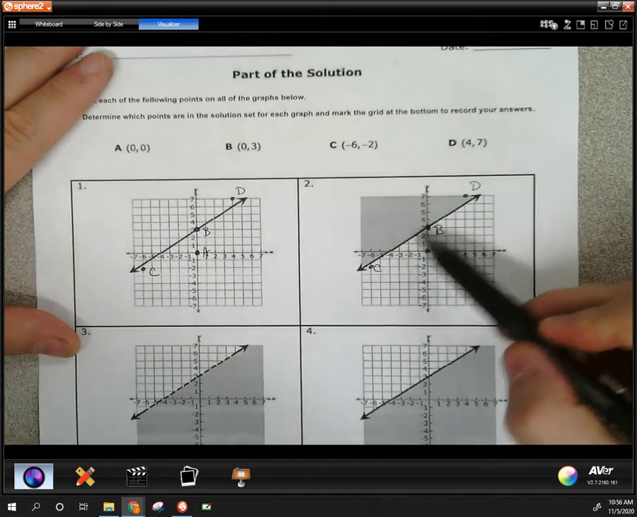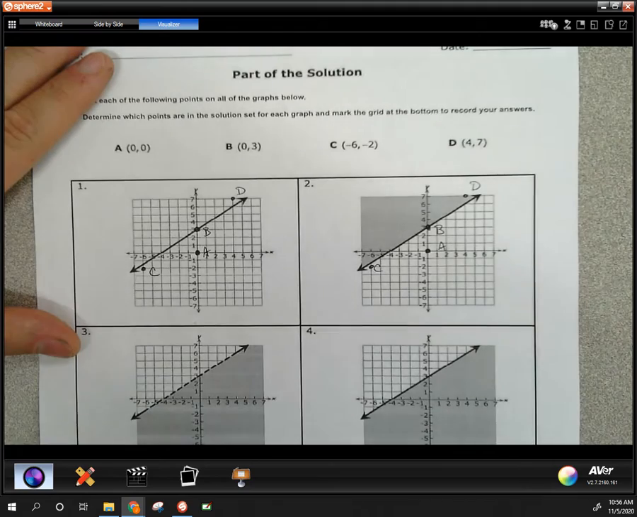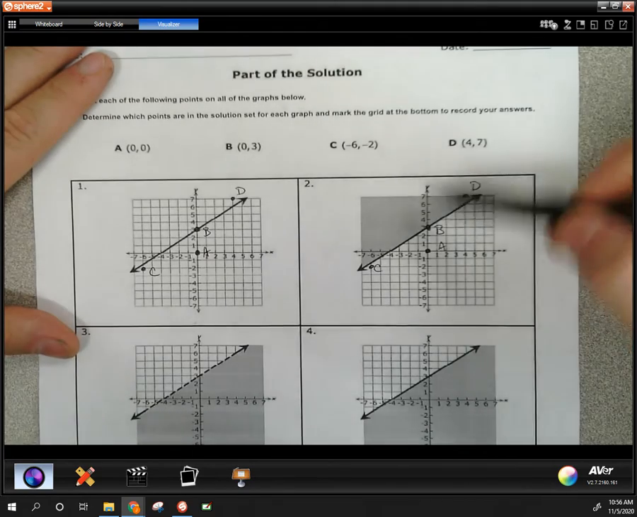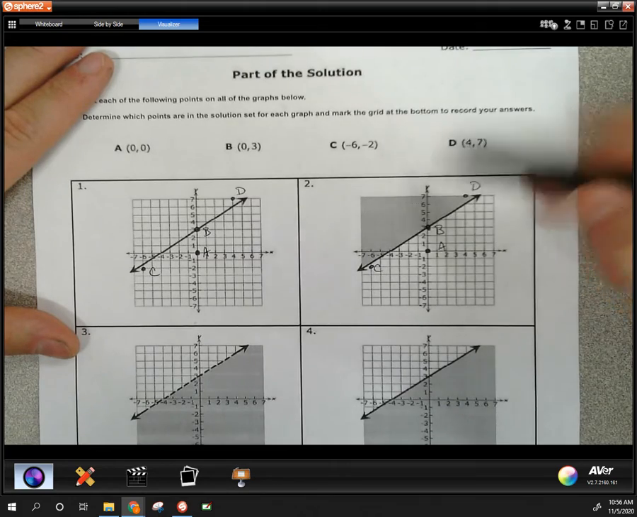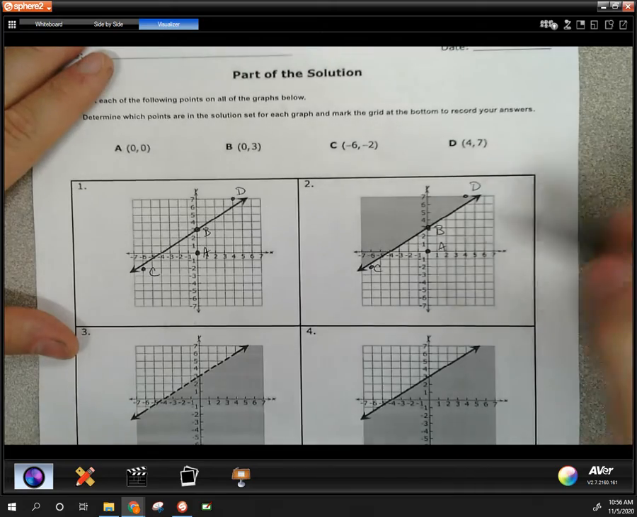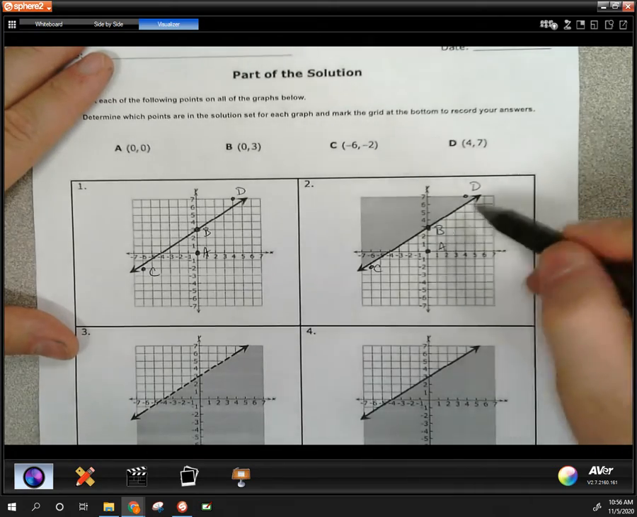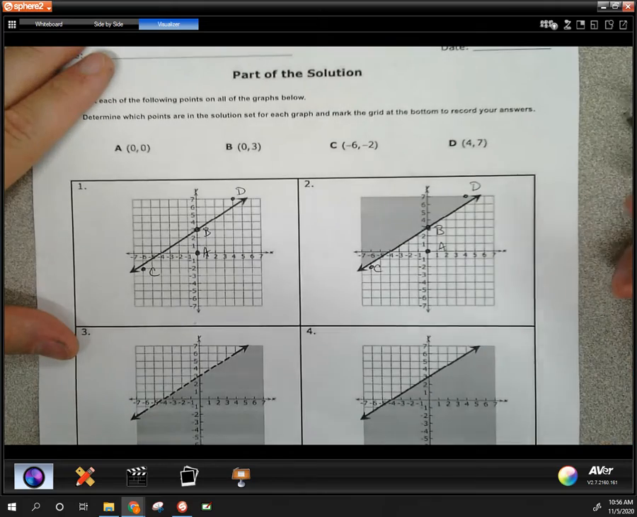Now this is not an equation. This is an inequality because part of it is shaded. This is greater than. Okay. So greater than means anything greater than, and the line is solid, so it means equal to. So any point on the line, since it's solid, it can be on the line or in the shaded area, is a part of the solution set.